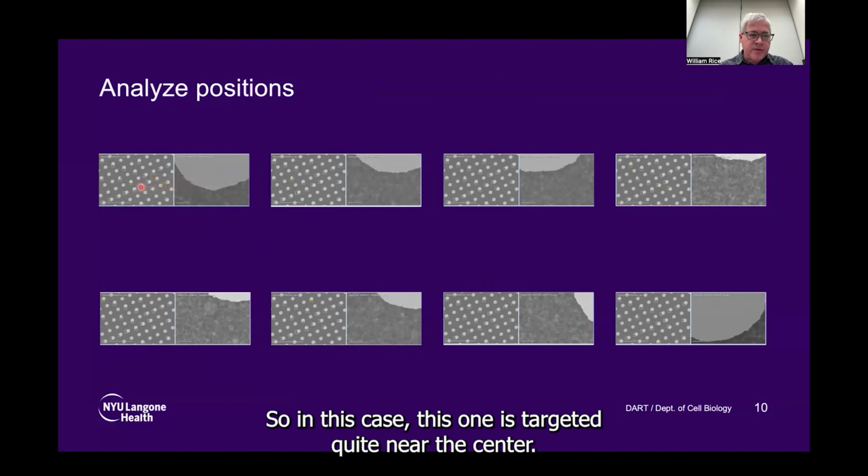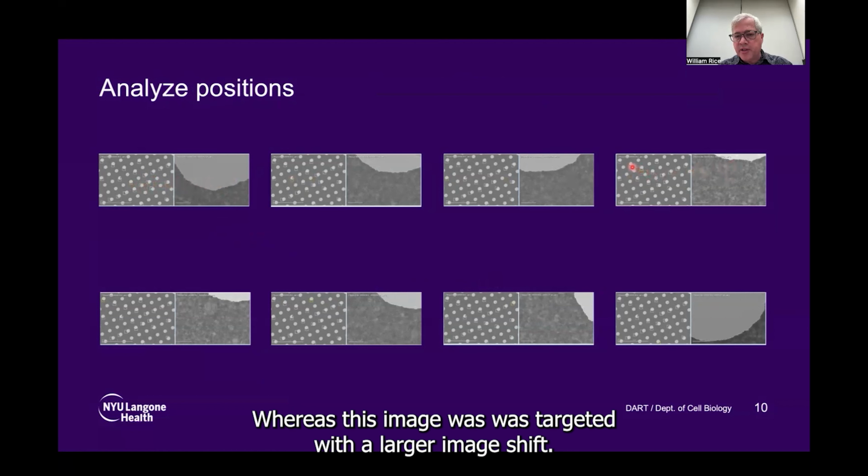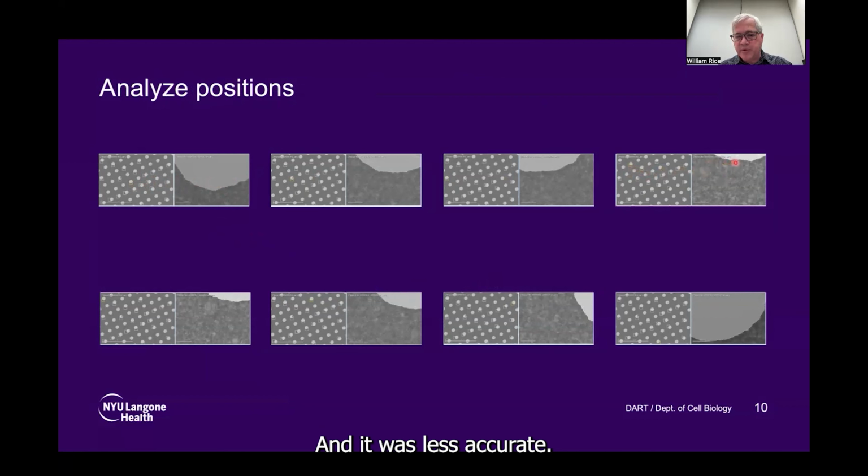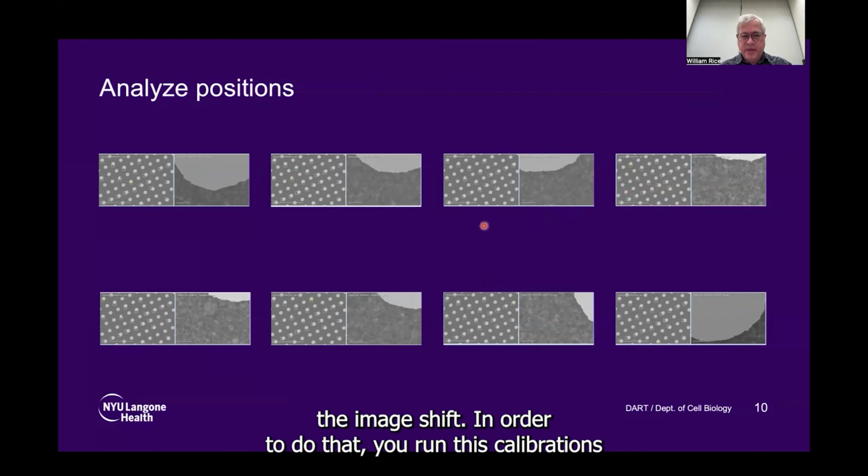So in this case, this one is targeted quite near the center, and it was accurate, whereas this image was targeted with a larger image shift, and it was less accurate. And so this would indicate that you need to realign the image shift.